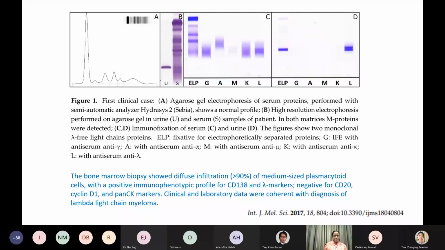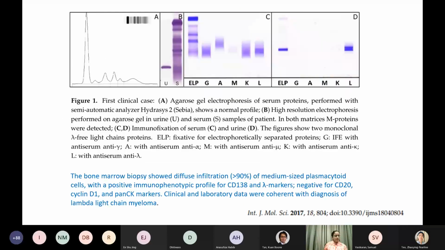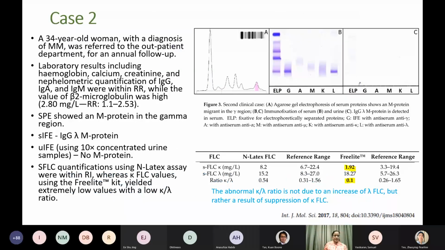So sometimes, unless you have a high degree of clinical suspicion, which should be the case for this patient because she had lytic lesions and then anemia and hypercalcemia, you could miss patients easily because the initial electrophoresis was normal and one free light chain assay gave totally normal results. Second case, they described a 34-year-old woman with a diagnosis of multiple myeloma, and this time referred for annual follow-up bloods.